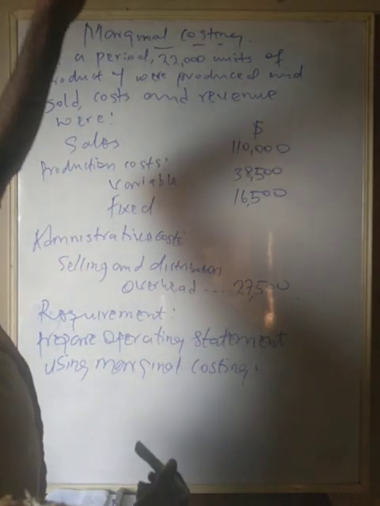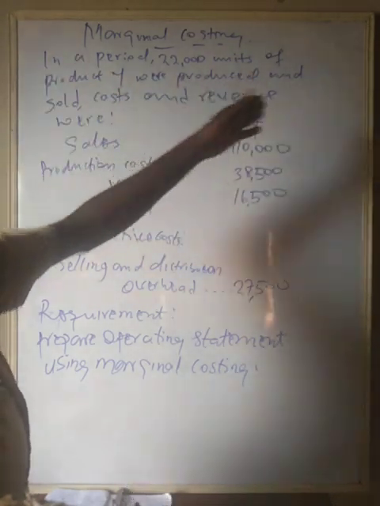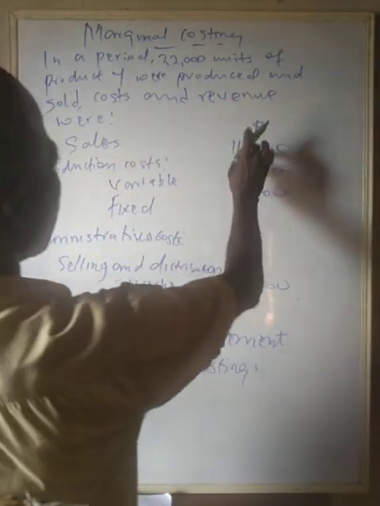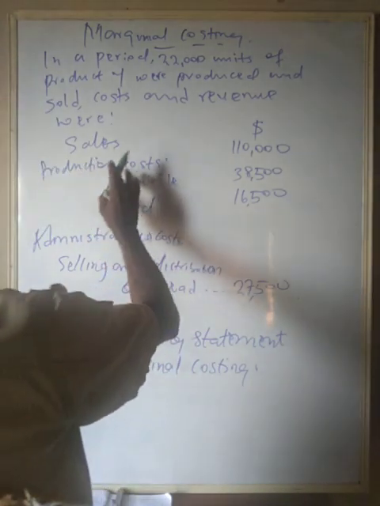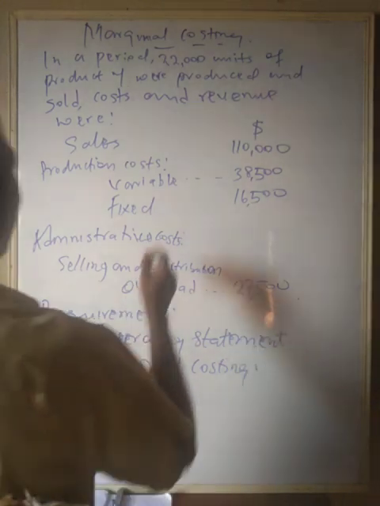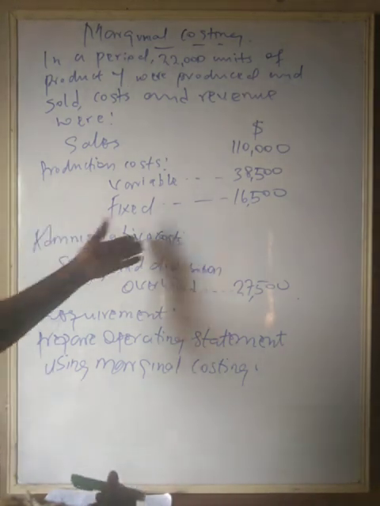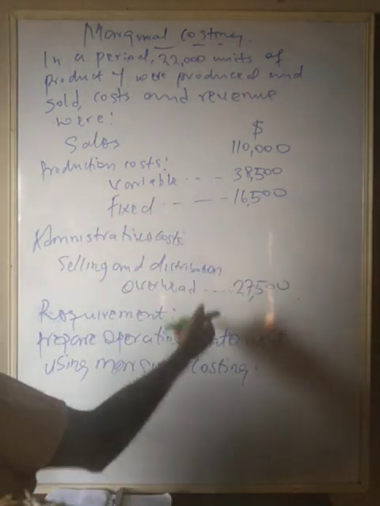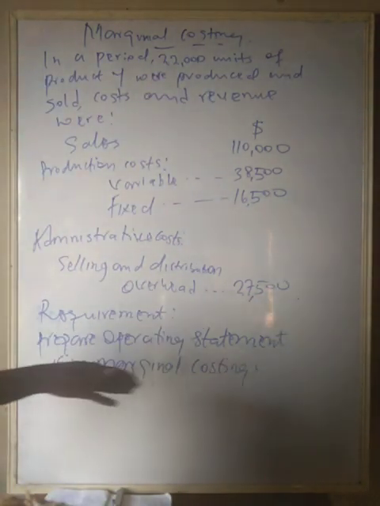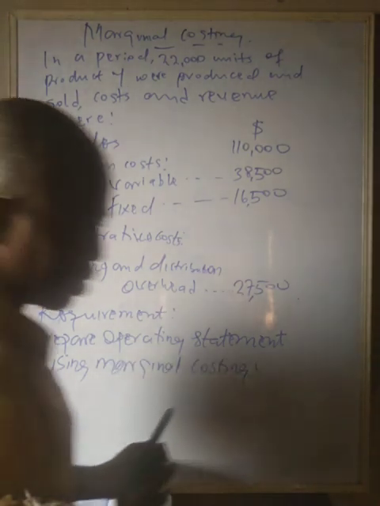In a period, 22,000 units of product Y were produced and sold. Costs and revenues were $110,000. Production cost, variable, $38,500. Fixed, $16,500. Administrative cost, selling and distribution overhead, $27,500. Requirement: prepare operating statements using marginal costing.